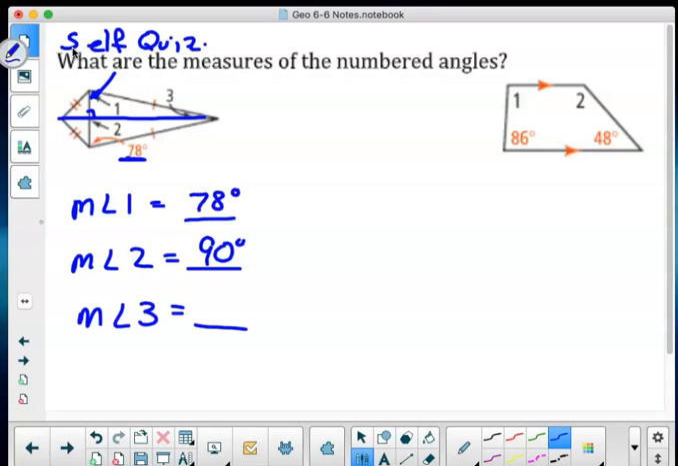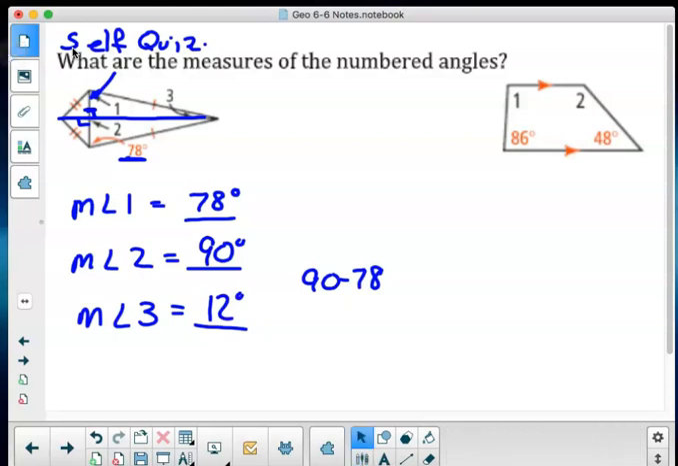Now, because I have angle 2 as 90 degrees, and therefore the other angles at this spot are 90 degrees, I know the two acute angles are also 90 together. So if I take 90 minus 78, I get 12 degrees for angle 3.